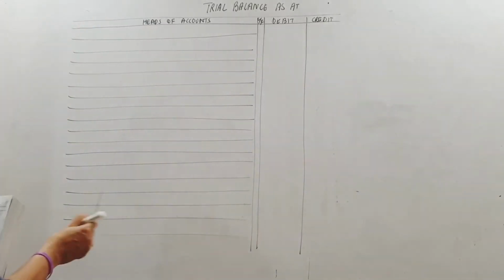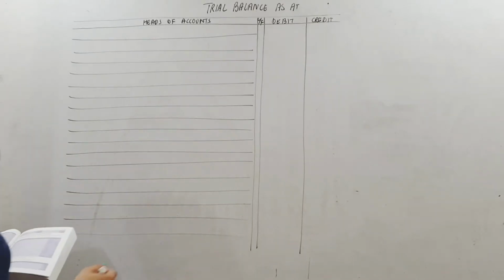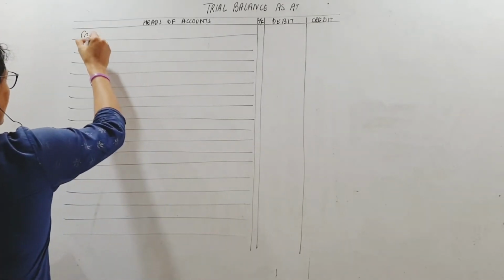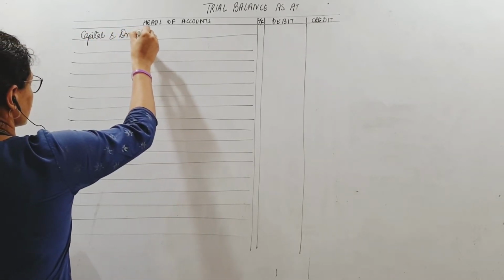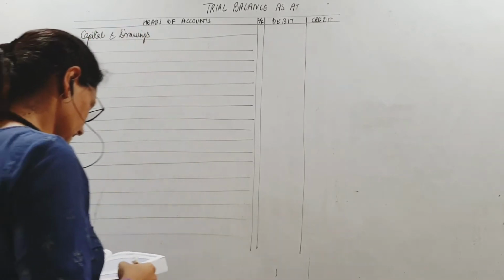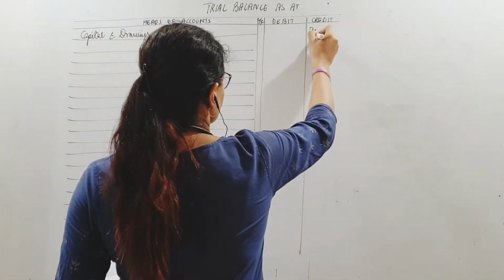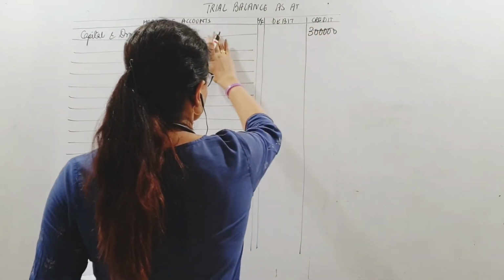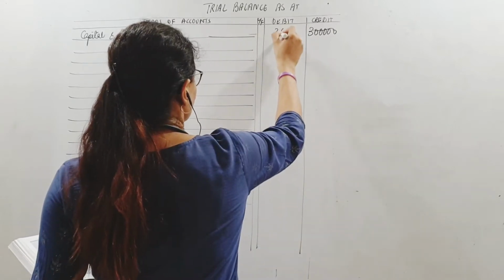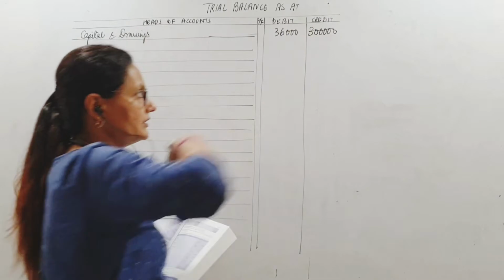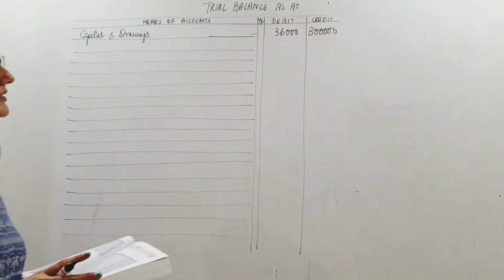So we have here capital and drawings. So let's put them together also. No issues. Capital and drawings can be put like this. Capital will be in the credit column, okay? And drawings will be in the debit column. Of course, drawings will reduce capital, so it will always have a debit balance. Here with that.